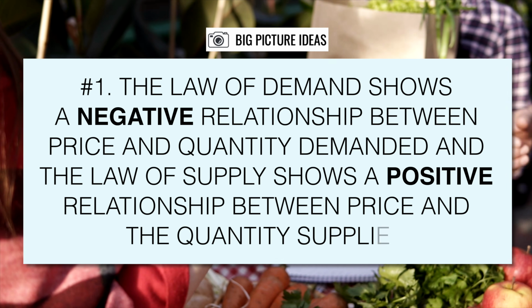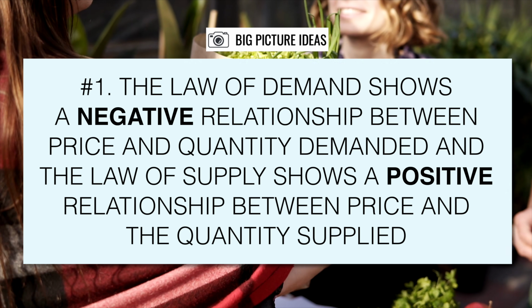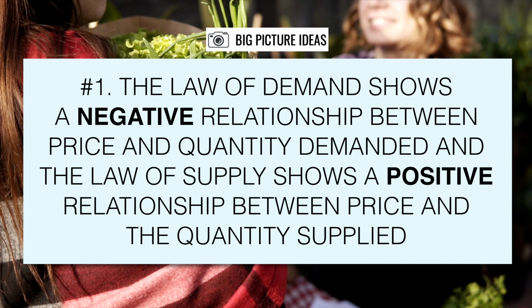Let's start with a quick overview. Here are the 5 big picture ideas you need to know for this unit. Number 1, the law of demand shows a negative relationship between price and quantity demanded, and the law of supply shows a positive relationship between price and the quantity supplied.